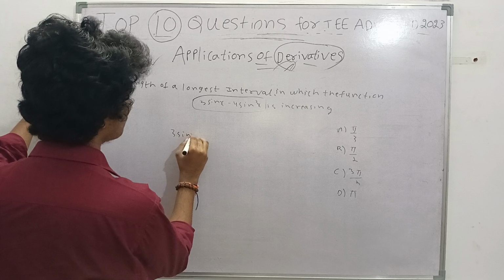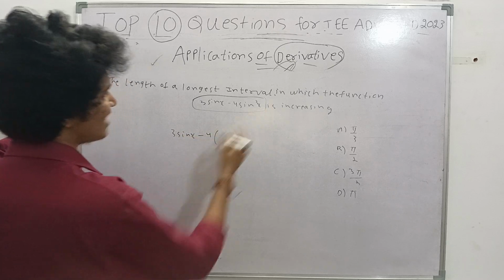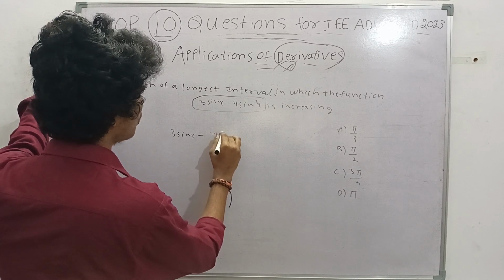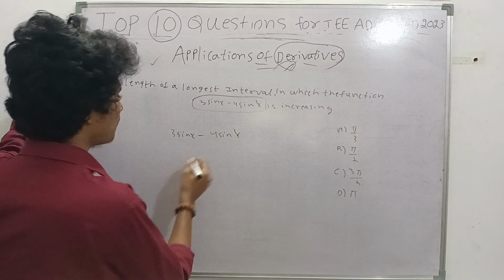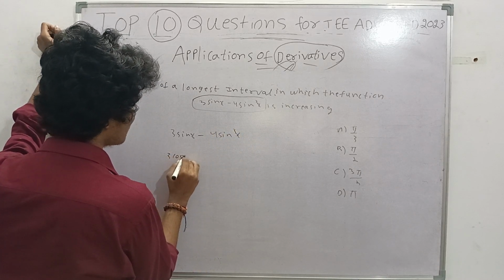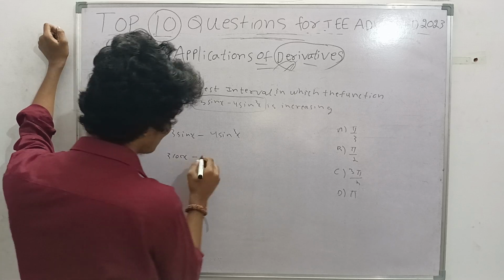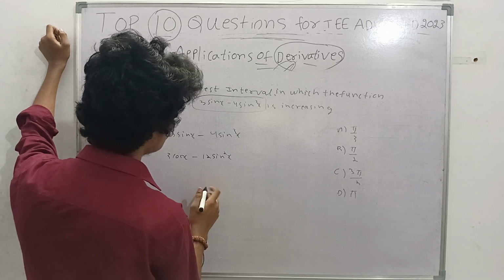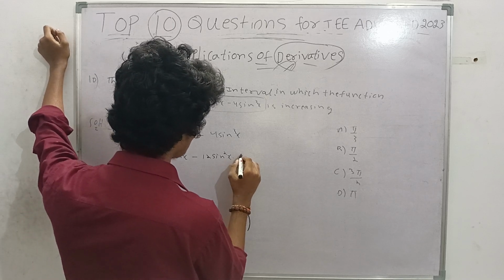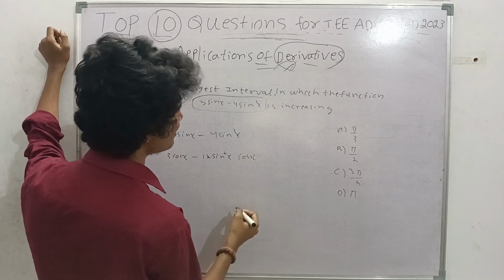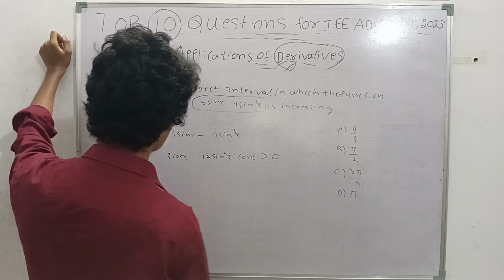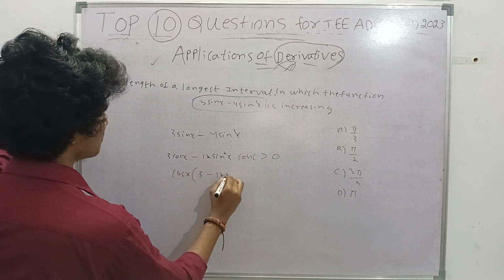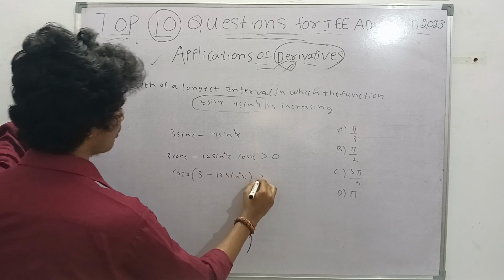It is 3 sin x minus 4 into sin cube x. We have to differentiate this. It is 3 cos x minus 12 sin square x into cos x, and it is increasing, so it will be greater than 0. So what I can take common? Cos x I can take common. 3 minus 12 sin square x greater than or equal to 0.